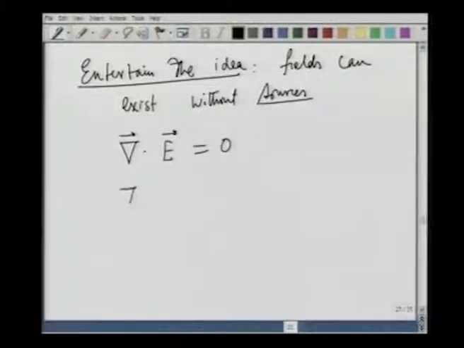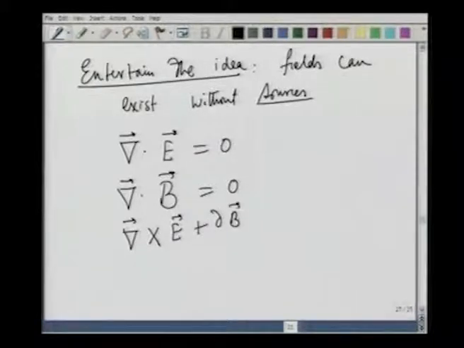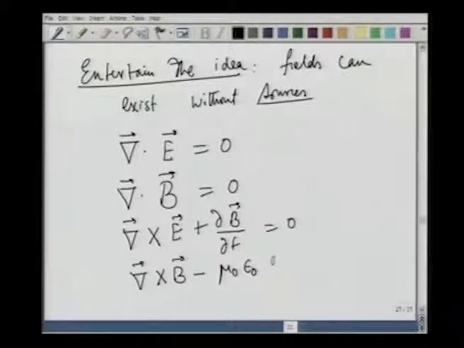Divergence E equal to 0, divergence B equal to 0, curl E plus delta B by delta T equal to 0, and curl B minus mu naught epsilon naught delta E by delta T equal to 0.